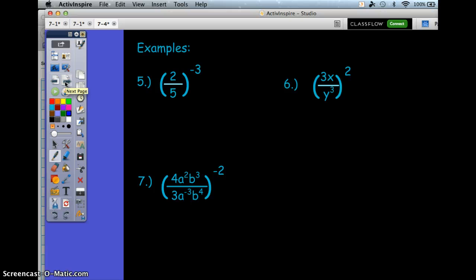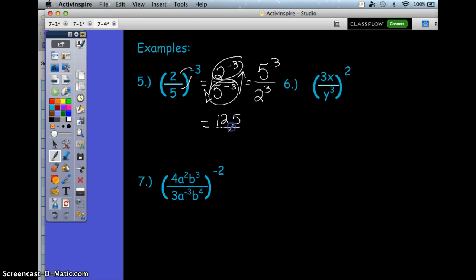So let's just do it. Number 5, we have 2 fifths to the negative third. If we raise each, the numerator and the denominator, to it, we'd have 2 to the negative third over 5 to the negative third, but they each are in a different spot. They both have negative exponents, so the 2 has to go in the denominator, and the 5 cubed has to go in the numerator to become positive. So we end up with 5 cubed over 2 cubed, which simplifies to 125 over 8.